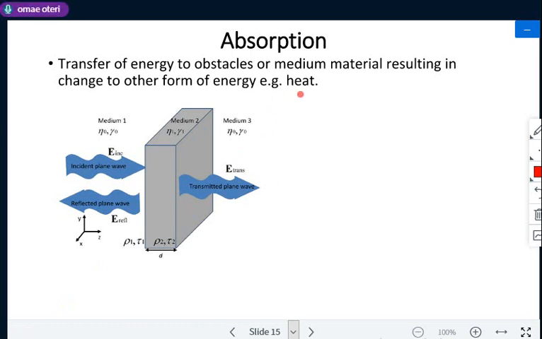Then we get to absorption. So absorption is basically the concept where when you are transmitting your signal, it comes into obstacles, and it transfers the energy to the same obstacles that it has come across.